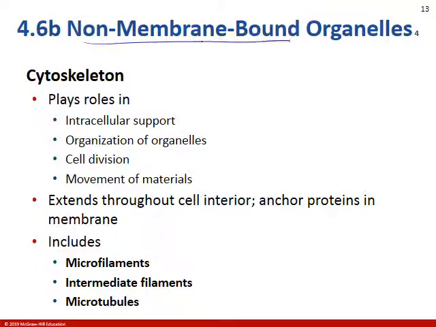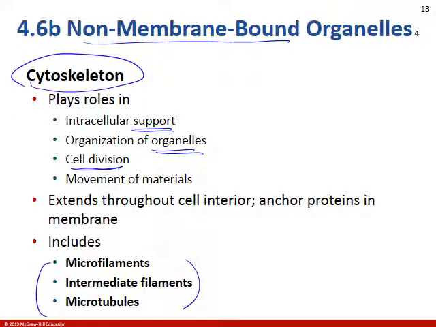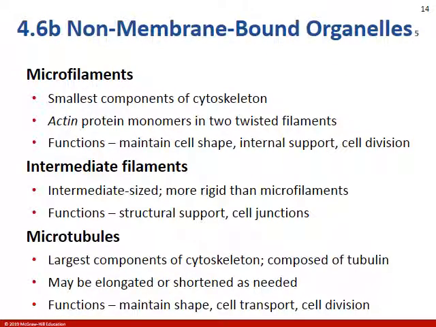Another non-membrane-bound organelle is the cytoskeleton. This provides support, right? It organizes the organelles. It's also going to assist in cell division to help pull the cells apart. And then these are some of the filaments that would be included under cytoskeleton. So cytoskeleton is kind of the big umbrella, and then you have different classes of cytoskeleton, and they're going to have different jobs.